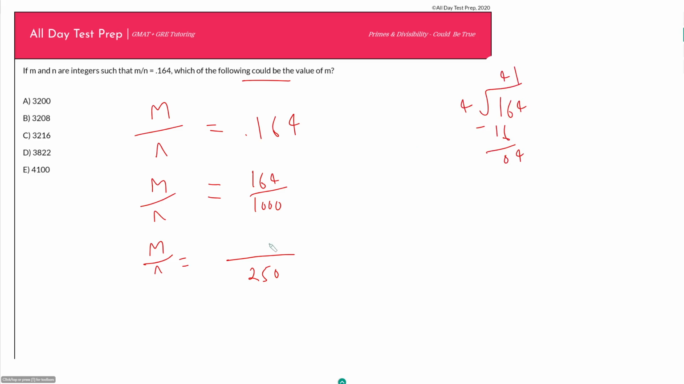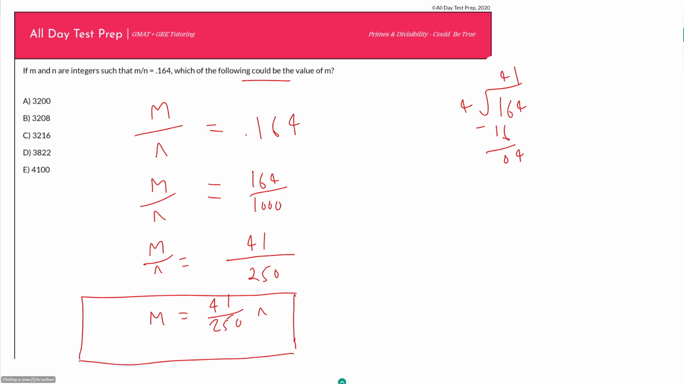41. So m over n is equal to 41 over 250. Now they're asking me about m, what could be true about m, so I should probably get this in terms of m. Multiply each side by n, and I get m is equal to 41 over 250 times n. So this, I would say, is about as far as I can go. I cannot simplify this fraction anymore. I have it in terms of m, which is what they're asking about.